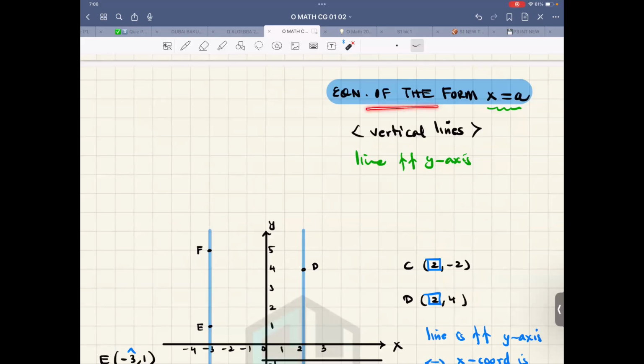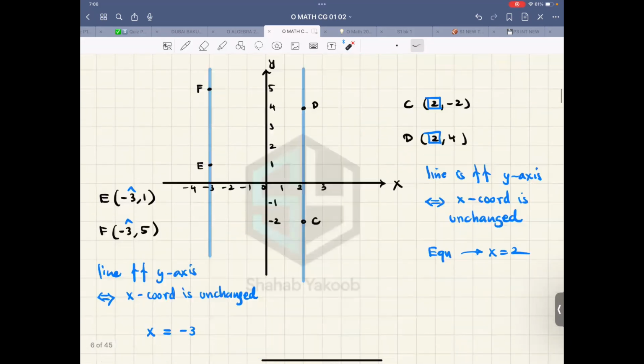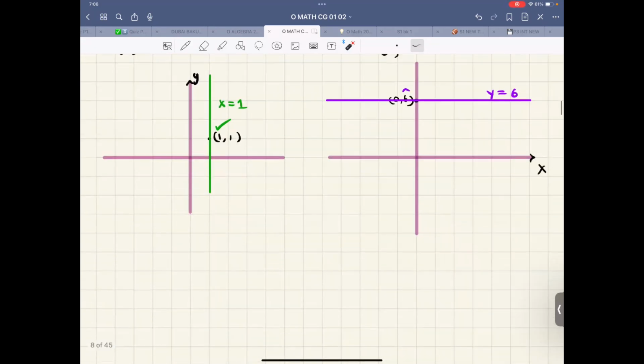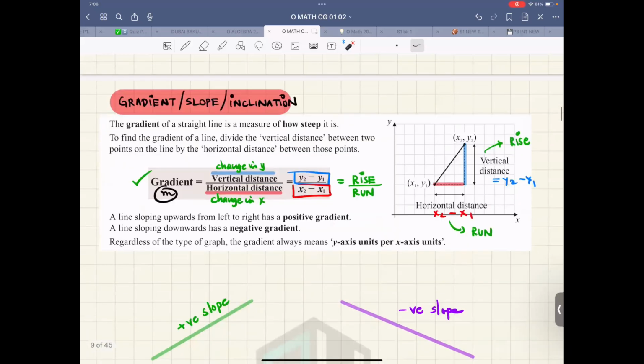Similarly, if the line is of the form x equals a, it's a vertical line and the line is parallel to y-axis. All along the line, the x coordinate does not change. And then some simple equations and graphs that we did.